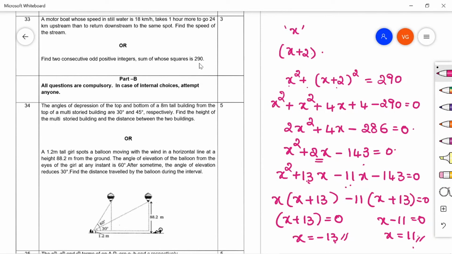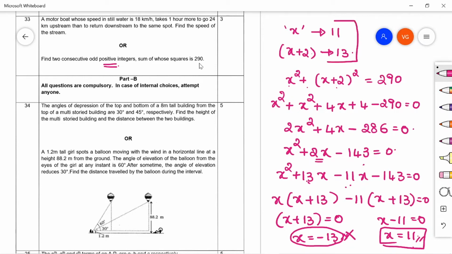But in the question they have mentioned the number is a positive integer. So x is equal to minus 13 is not valid here. So take x is equal to 11. So if x is equal to 11, then the next consecutive number will be 13. So write it down: the two consecutive odd positive integers are 11 and 13.